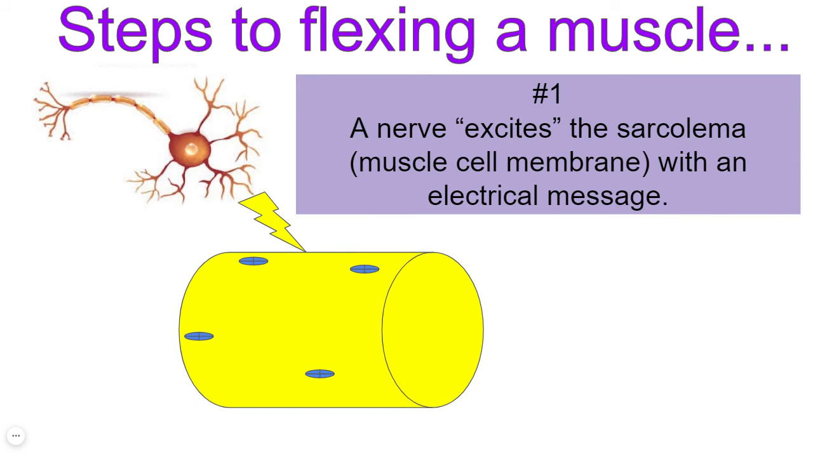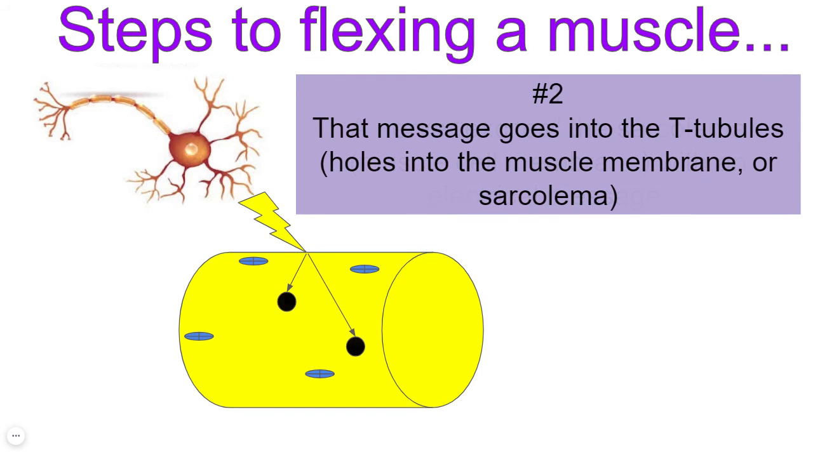First off, a nerve excites the sarcolemma, which is that muscle membrane, and it sends an electrical message to it. So in skeletal muscles, they're voluntary movements a lot of times. So my brain will send messages through my nerves to my bicep, and it'll say, hey, it's time for you to flex. So my bicep responds.